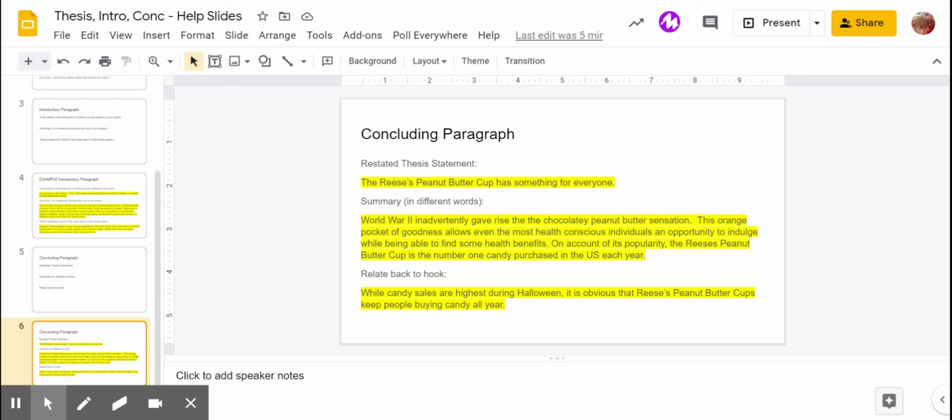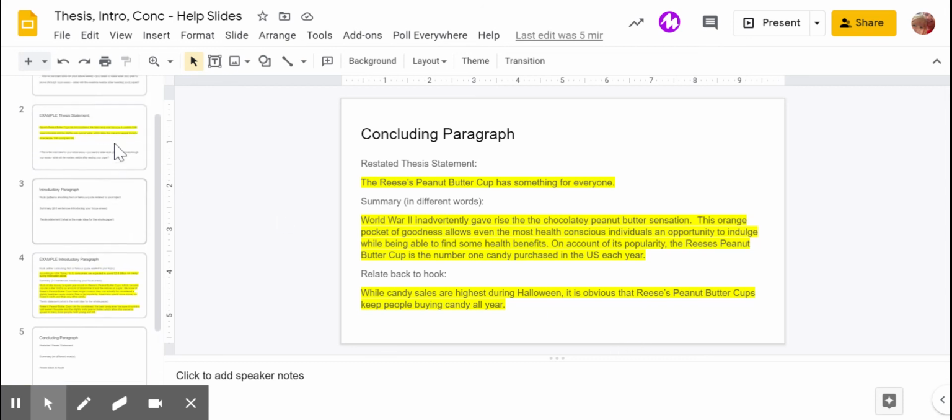And then relate back to the hook. And my hook was about the amount of money spent on Reese's each year. So while candy sales are highest during Halloween, it is obvious that Reese's Peanut Butter Cups keep people buying candy all year. And there's your concluding paragraph.